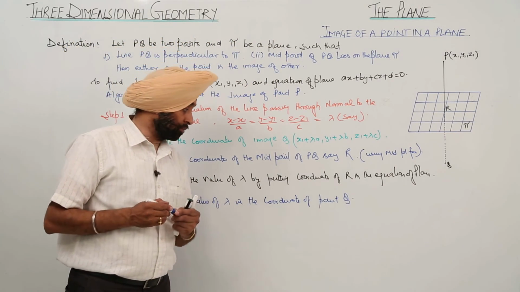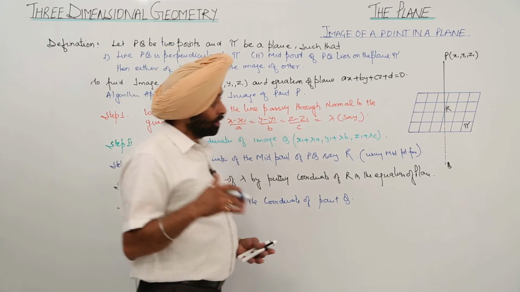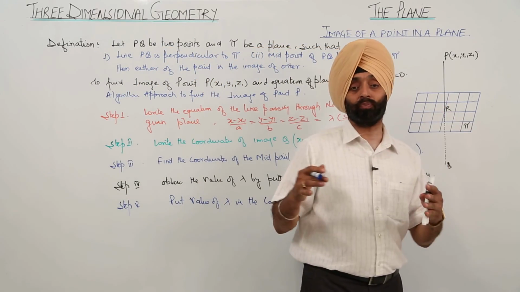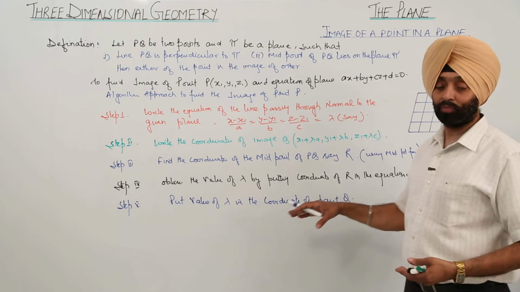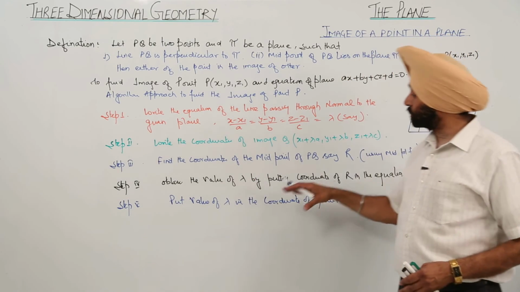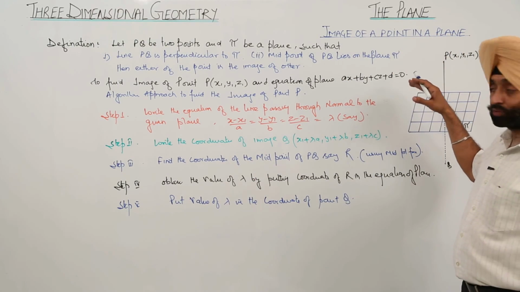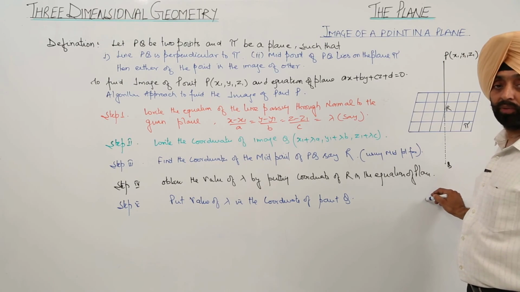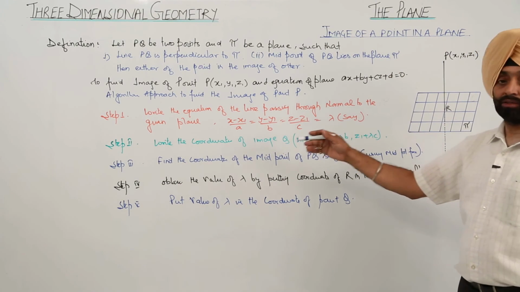Next, after this, if we have to find the distance of PQ, then the last step can be to find the distance. Just find, using the distance formula, the distance between P and Q. So these are some simple steps.